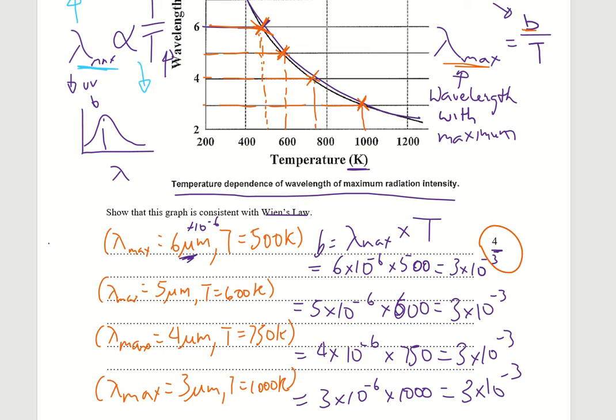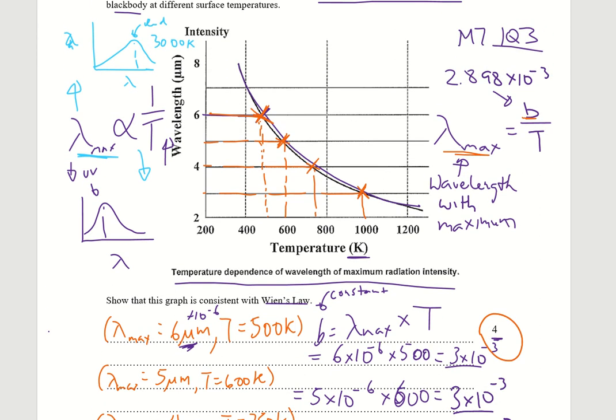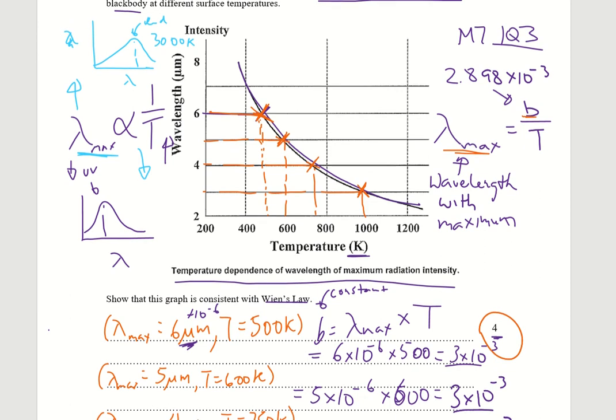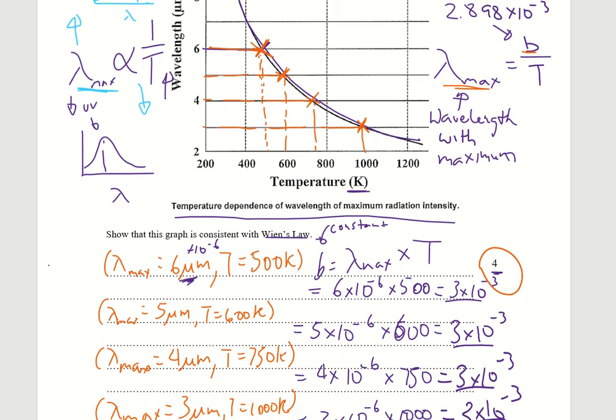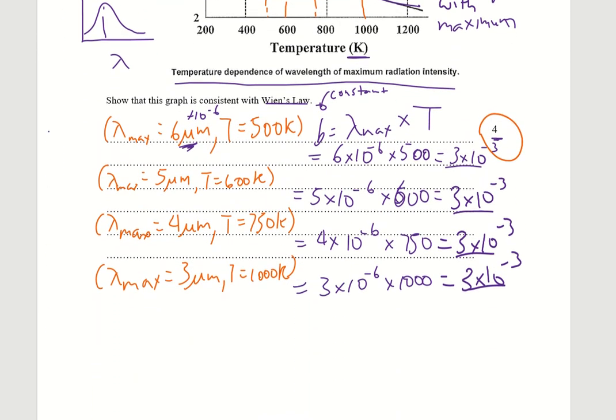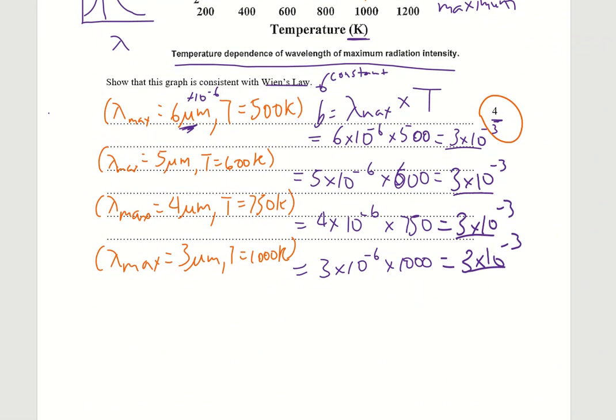So we can see that we're getting a constant value for b, which is good, okay? Because we're saying that in Wien's law, b is a constant. So the fact that we're getting that is a very good sign that we're following that law. Now let's just look at the actual number. So the actual number is 2.898 times 10 to the minus 3. So we're within very similar values here. Okay. So what we've actually done, we've shown that we are being consistent with Wien's law. We have shown that b is a constant here.